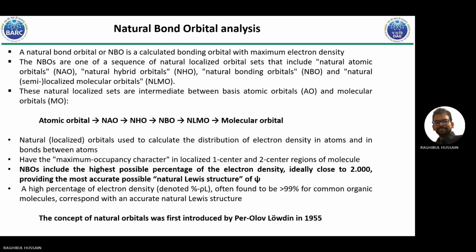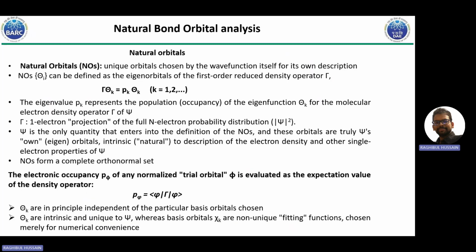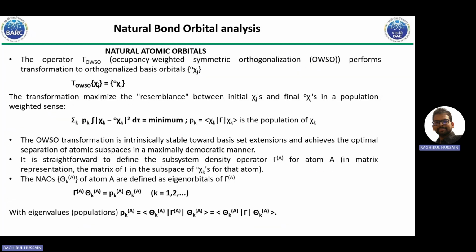Okay. So now, what I was talking about: natural atomic orbital, natural hybrid orbital, natural bond orbital. I am not going into the details of the theory. It is there, so you can have it. I will give you the PPT if you are interested in how that thing has come up theoretically. I will go directly to the results.